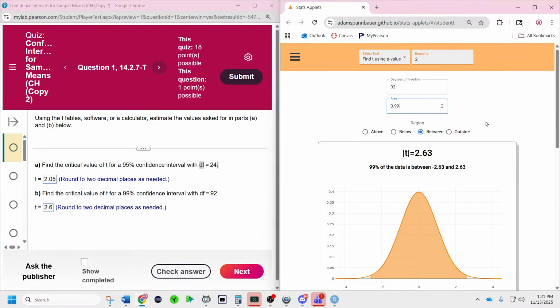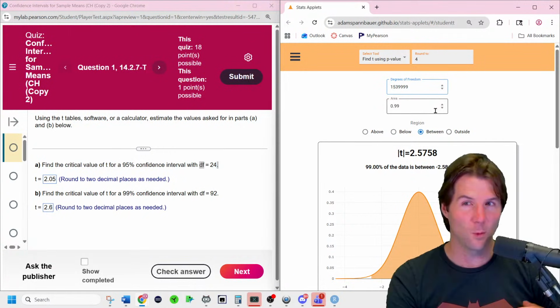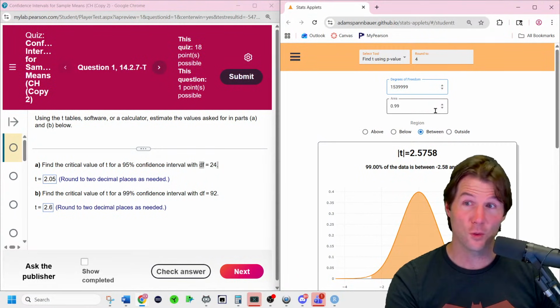With 92 degrees of freedom and 99% confidence, the answer is 2.63. As I said, it'll go to 2.5758. As we increase the number right here, you can see it go towards 2.5758, which is the actual z-score. So t's get closer to z-scores as they go towards infinite degrees of freedom, because the t is basically the z more calculated accurately for when you're using the mean. Mr. T is mean if you're doing drugs.